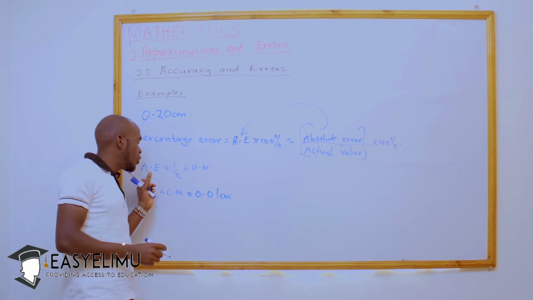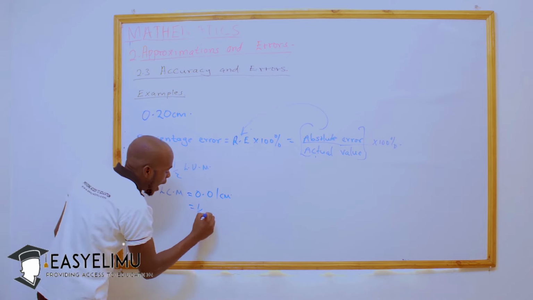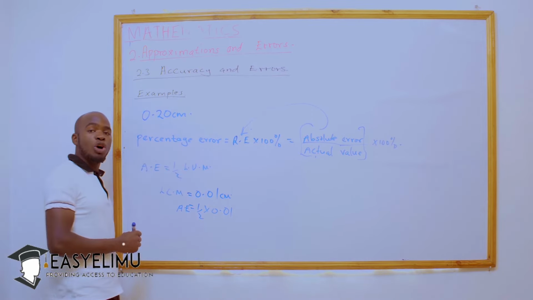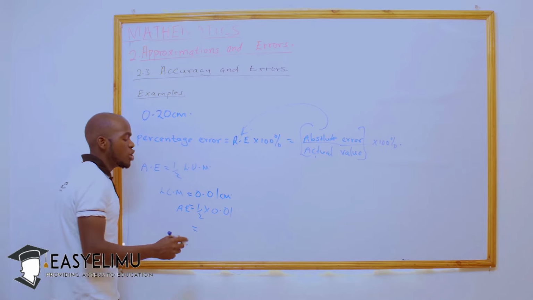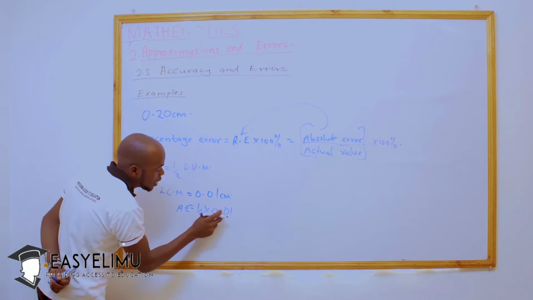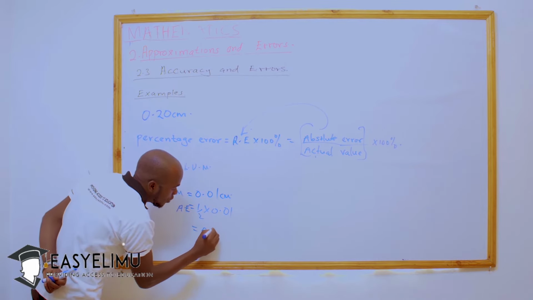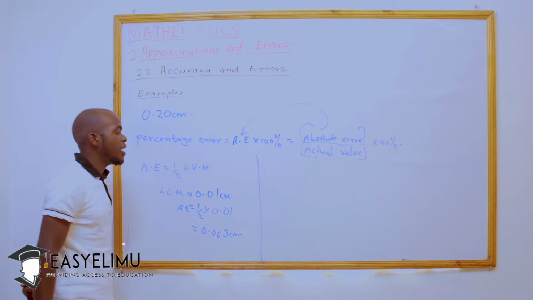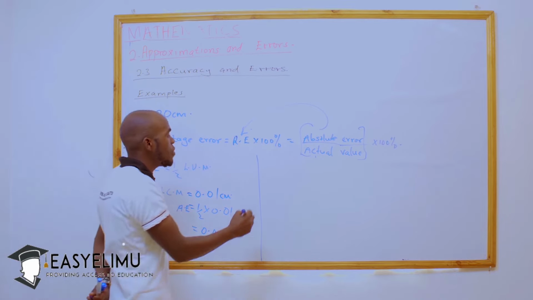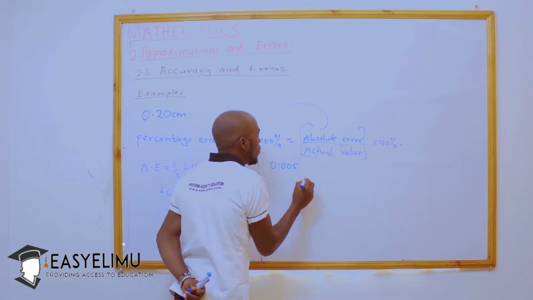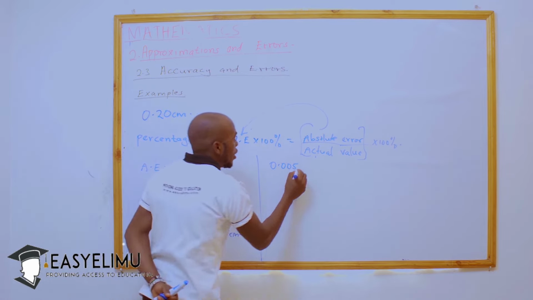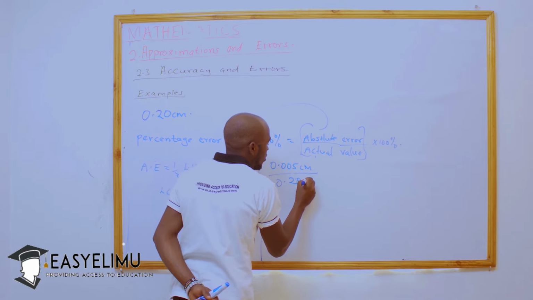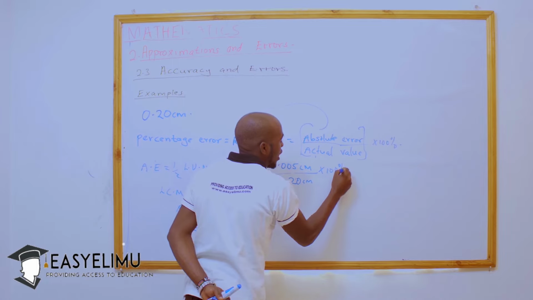But if we need the absolute error, then it shall be a half multiplied by 0.01, which is the least unit of measurement. And if we do that, a half multiplied by this one, we are going to get 0.005 centimeters. So in case of finding the percentage error, it shall be the absolute error, which is 0.005 centimeters, divided by the actual value, which is 0.20 centimeters, then we shall multiply by 100%.